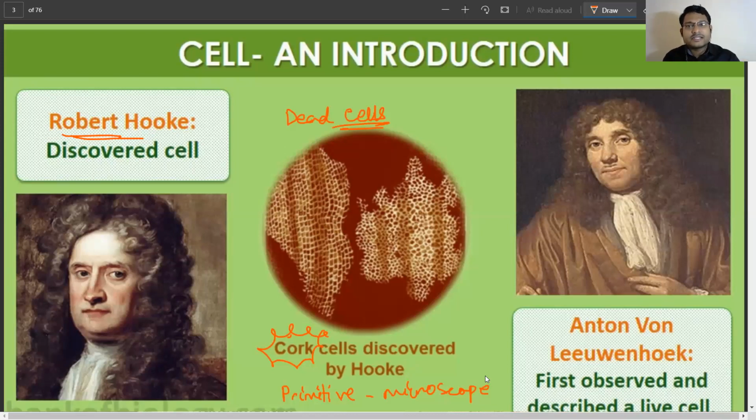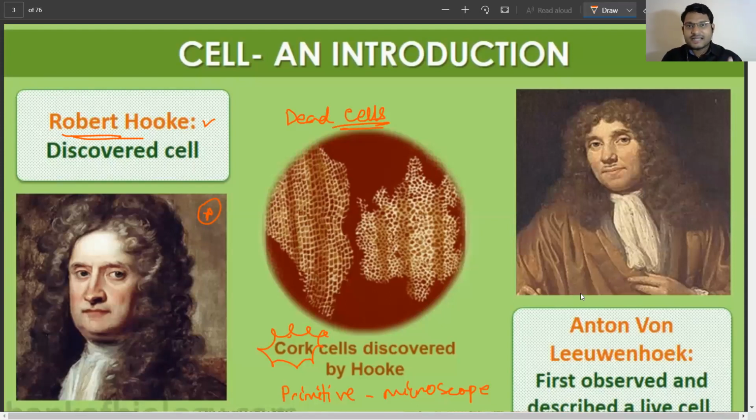Cork is typically present in the mature plants, older plants, on the outermost layer. When there is a process called secondary growth in a plant, the outermost layer forms a structure called cork cambium, and this cork cambium gives rise to the cork cells, right? That is part of the anatomy which we will be talking about at a later point of time. So these dead cells were discovered for the first time by Robert Hooke. Here is a picture.